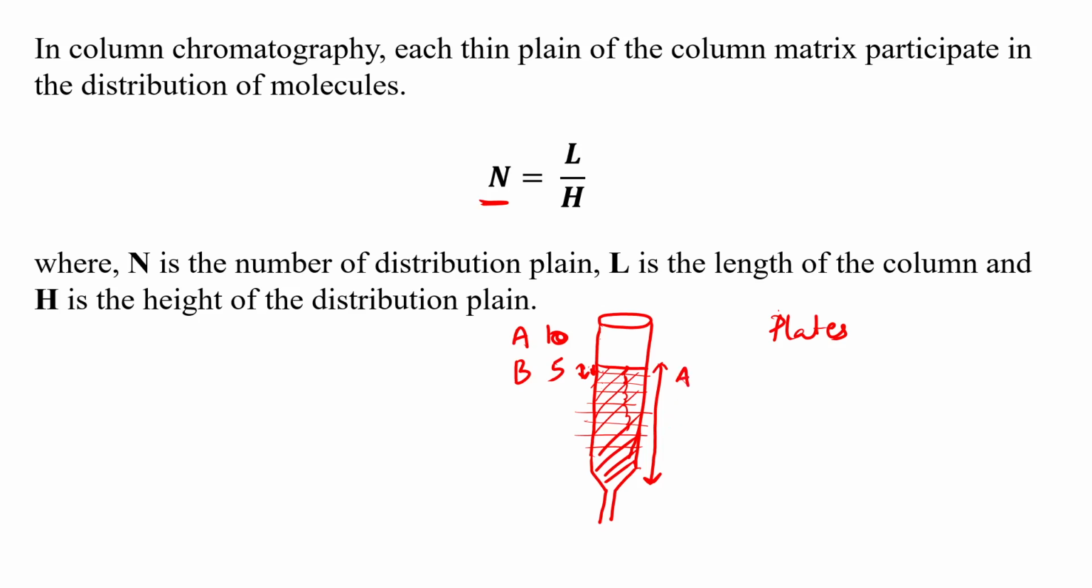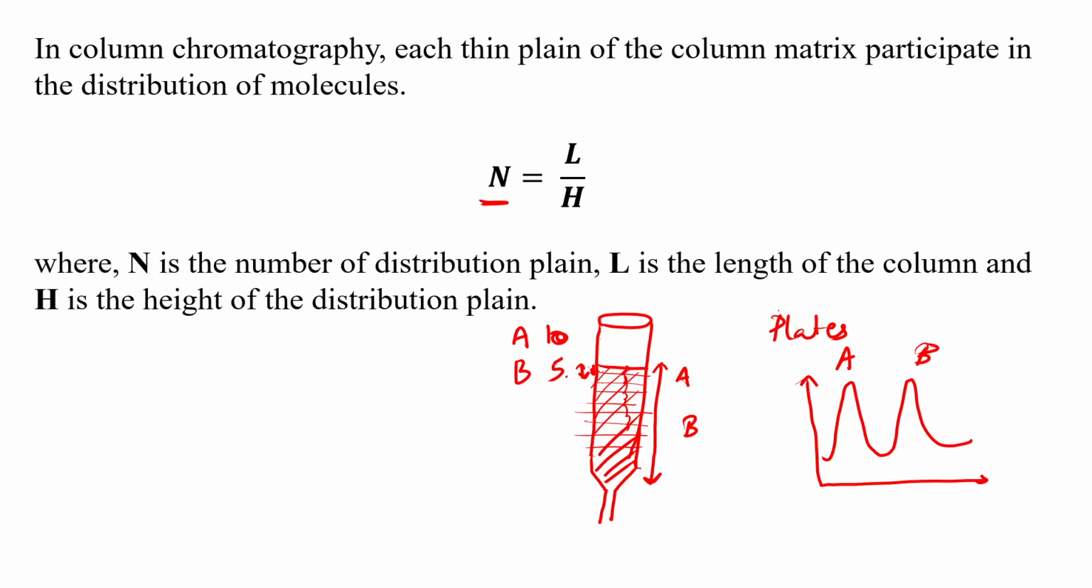So now A will interact more, B will interact less, and to get that fine resolution, remember I told you about resolution, we need proper separation of A and B. I don't want two overlapping peaks. I want A separated and B separated. I don't want any part of B in the fraction where I am collecting A, and I don't want any part of A coming in the fraction where I am collecting B. So the resolution between the two analytes will be good only when we have more distribution planes.